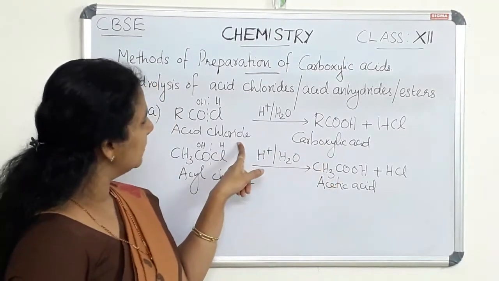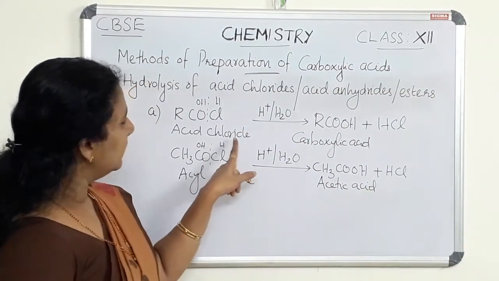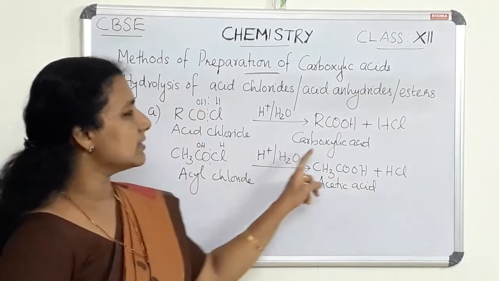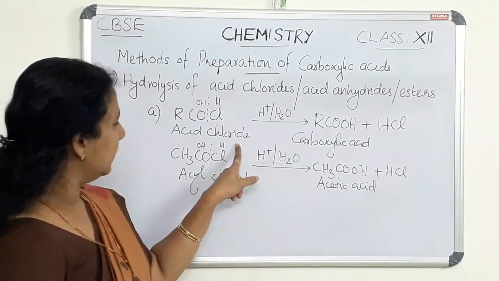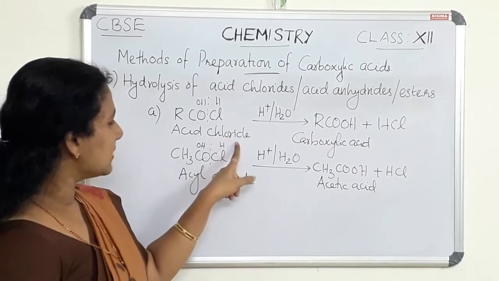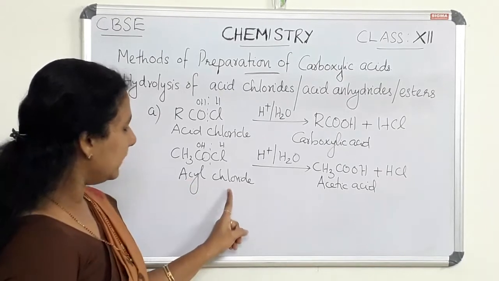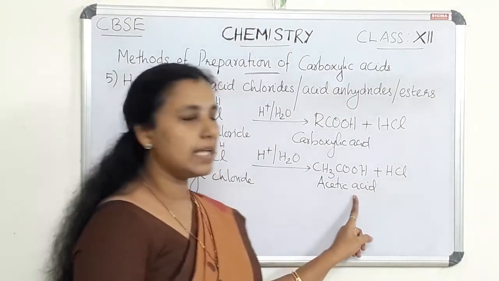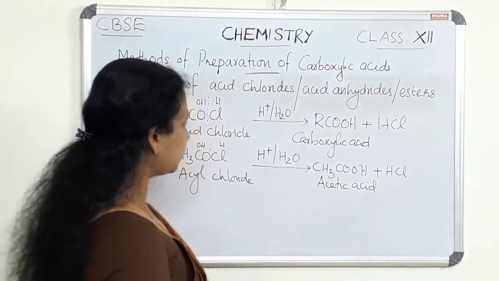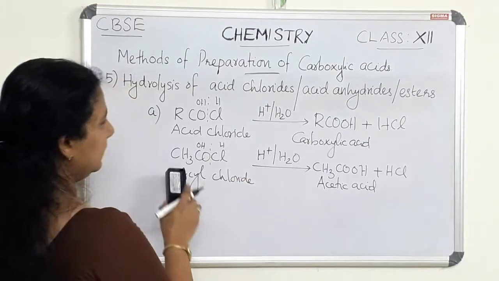So when acid chloride undergoes hydrolysis, carboxylic acid will be the main product. Acid chloride is an acid derivative. So acid derivatives upon hydrolysis give carboxylic acid as the main product. Here we have taken the acid derivative acid chloride, with the example acyl chloride, which on hydrolysis gives acetic acid as the main product. So let us take acid anhydride next.